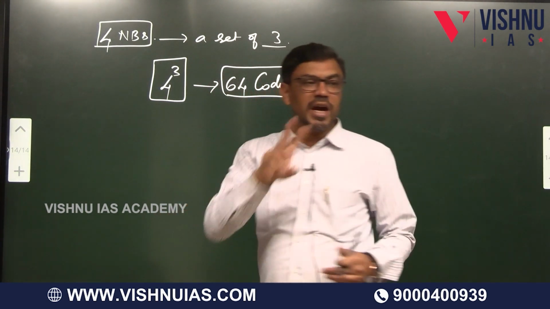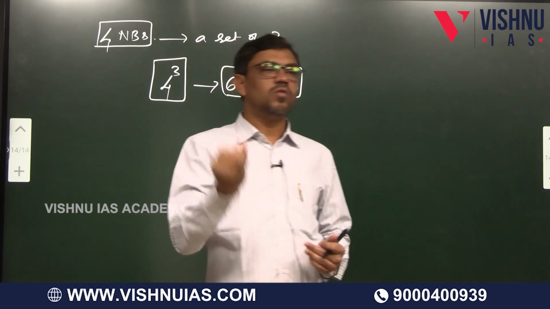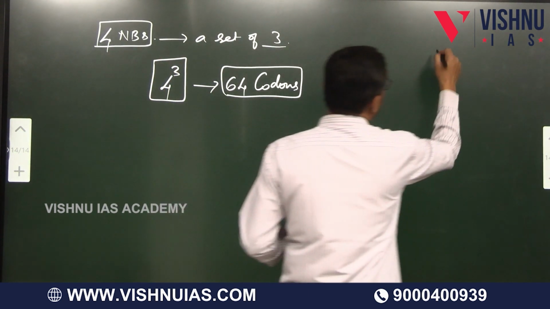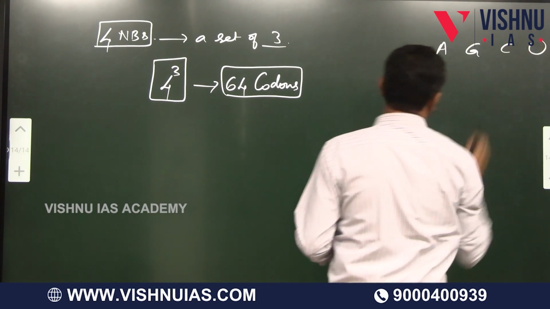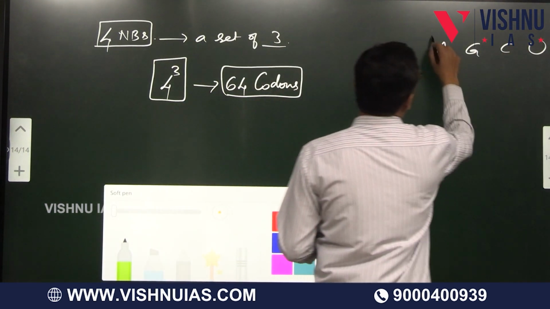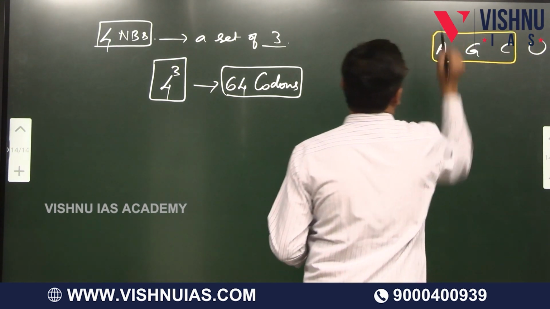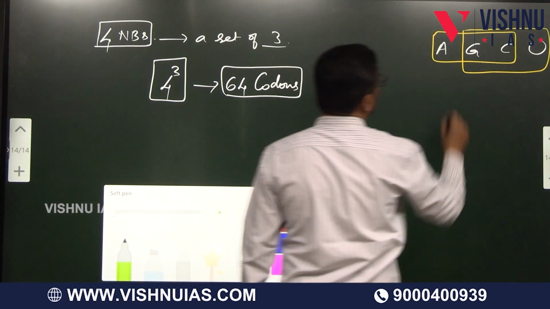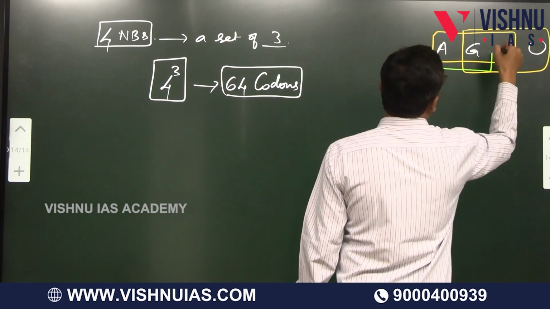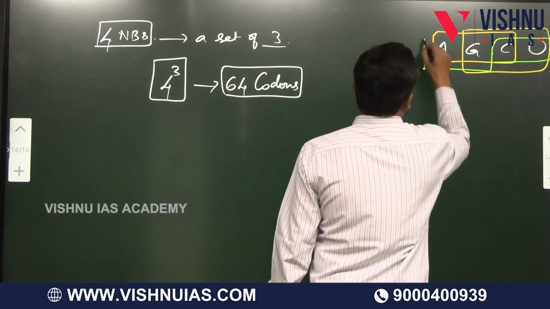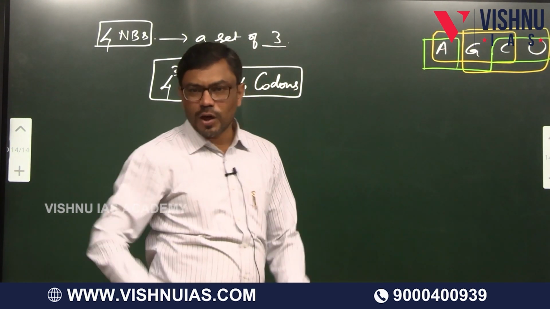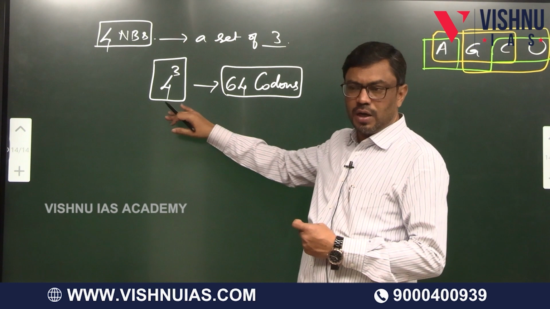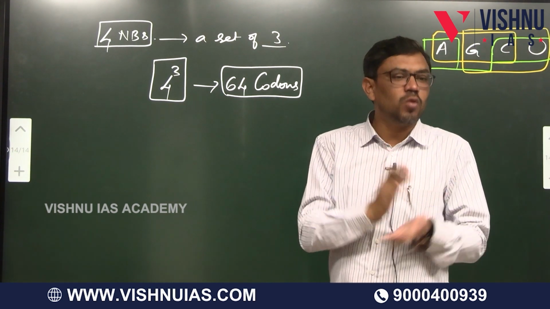Yes. So totally we have 4 nitrogen bases in the RNA: adenine, guanine, cytosine and uracil. So in those 4 nitrogen bases, 3 are arranged as a set. Here this is one combination. AGU is one combination. Is it clear? GCU is another combination. And ACU is another combination. So like that, how many different combinations are possible? This is called probability. 4 power 3 means 64 codons are possible.